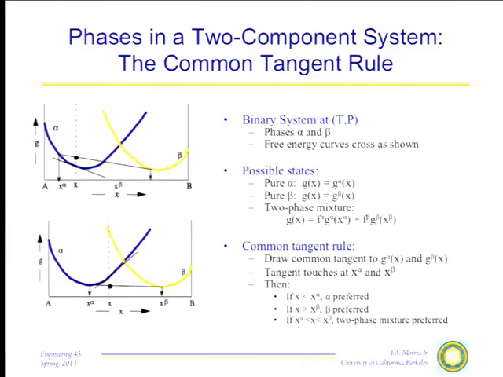Suppose that we consider a composition, let's say x here. Now let's imagine that the system is in phase alpha. If it were, its free energy will be here. We want the lower free energy, so it obviously isn't in phase beta. It doesn't want to be. But could it be in two different phases?